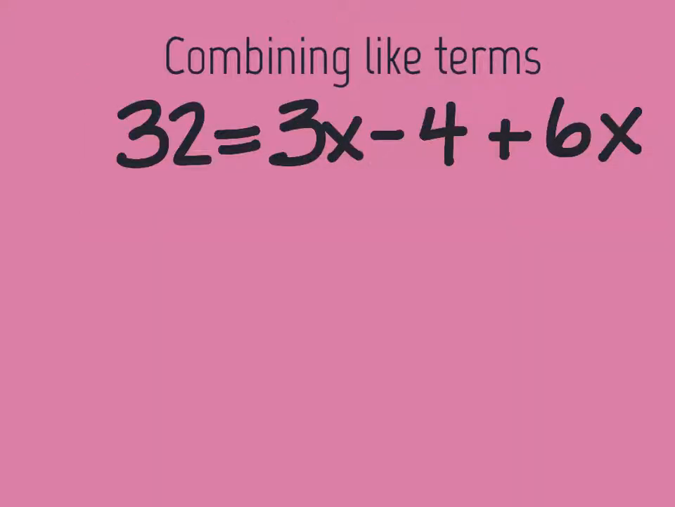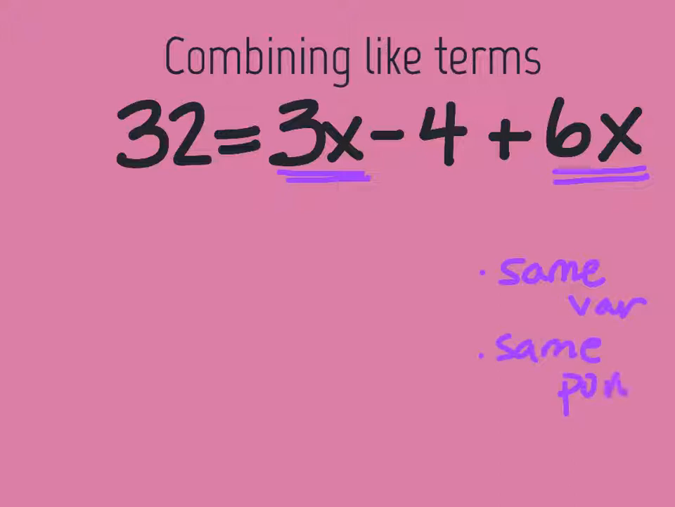So here we have what looks like a complicated equation, but we're going to start by looking at making each side easy. 32 is already simple, but the right-hand side has some like terms that we can go ahead and put together. We know they're like terms because they have the same variable and the same power. That means they have the same exponent, so this is 3x to the first and 6x to the first. Same variable, same power. That means we can go ahead and put them together.